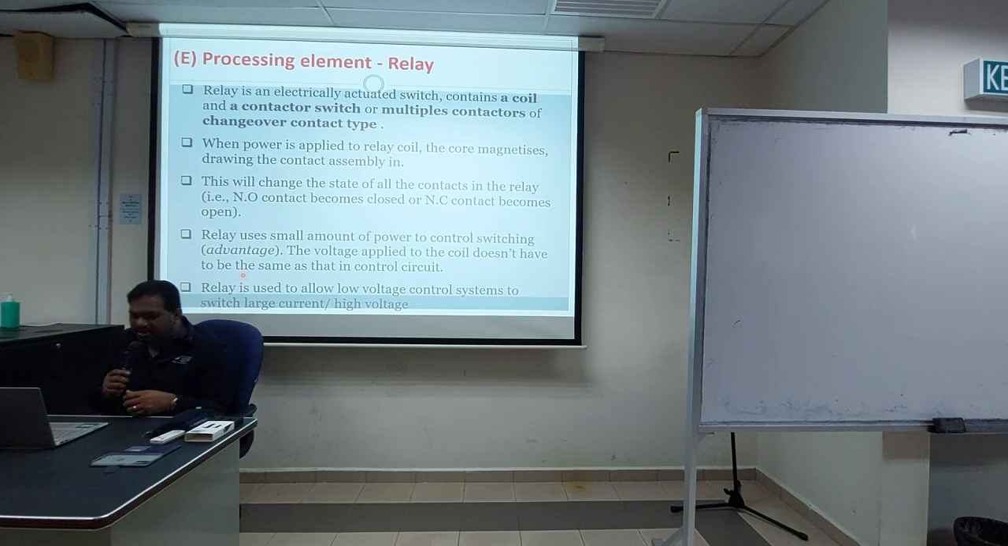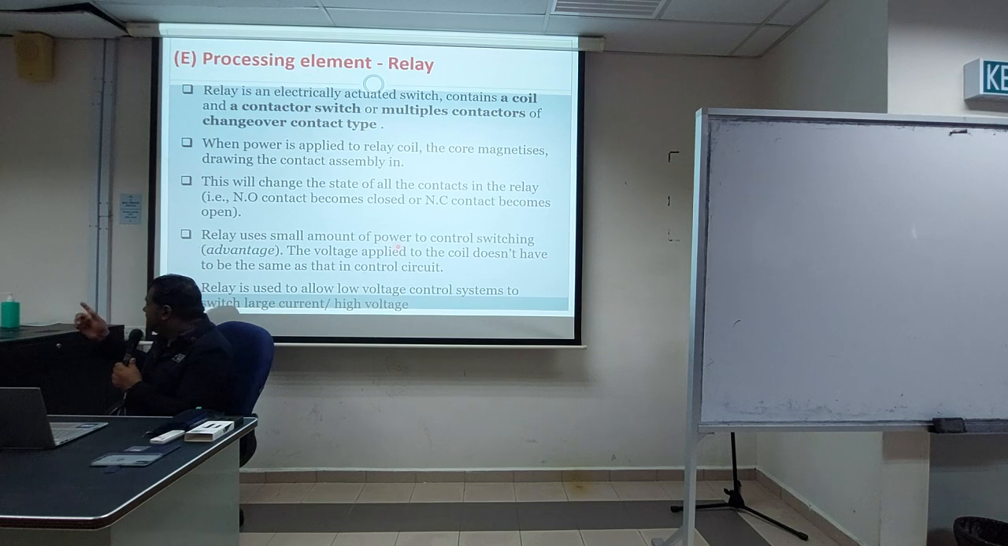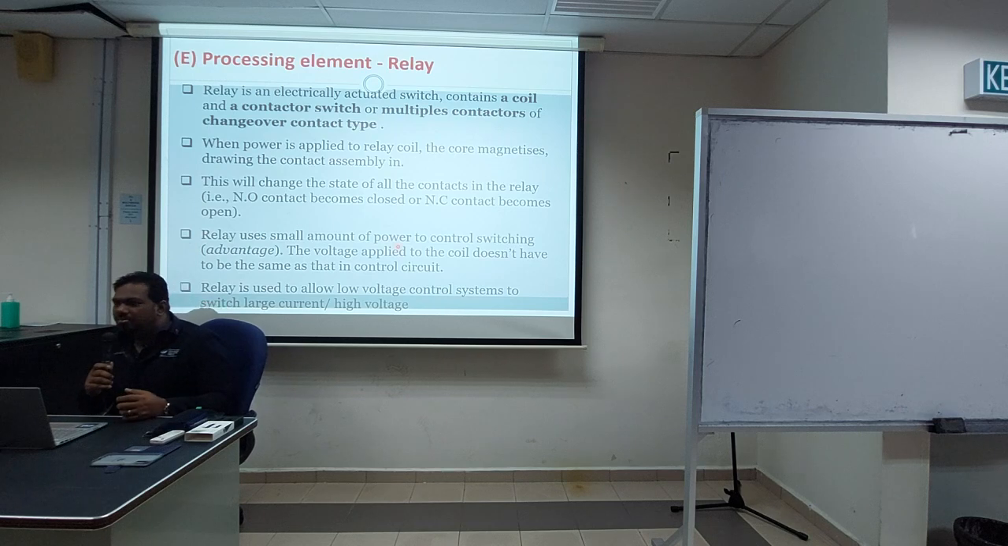One of the advantages of the relay: why are we using a relay? Because it only needs a small amount of power. You give a little electrical power and you can already control. It doesn't need a lot of power. Like the switch we see here, it's 240 volt, but a relay you can operate with 6 volt or 12 volt. Even using 6 volt you can control 240 volt. So a relay is used to allow a low voltage control system to switch a large current or high voltage. This is one of the advantages.